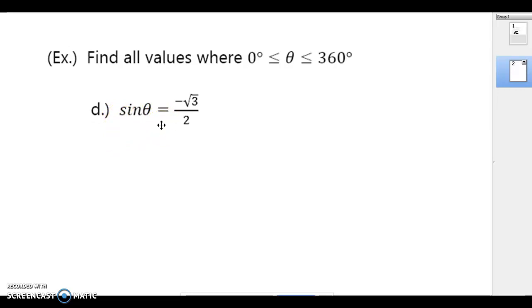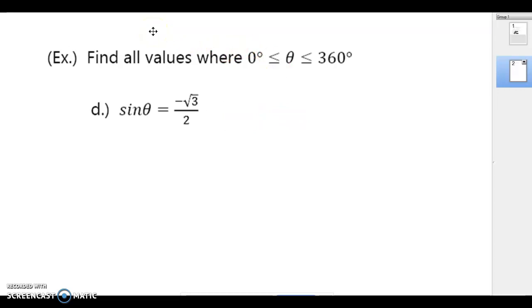Okay, so let's go to section 6.2. Do you have a chart that has all the trig values for special angles? Did you put a table in section 6.2 in your notes? Okay, so we're going to use that.